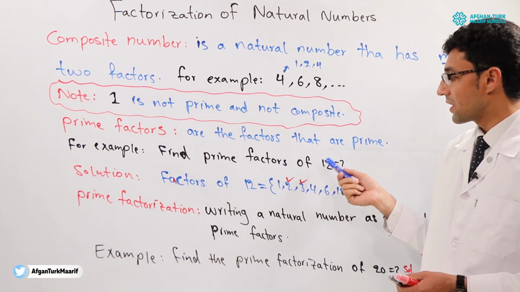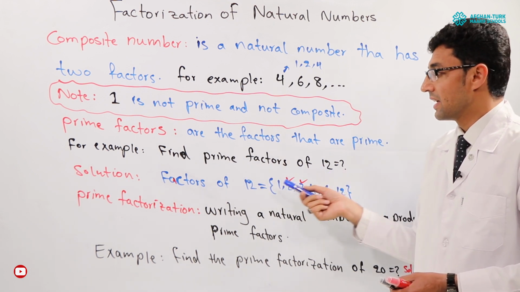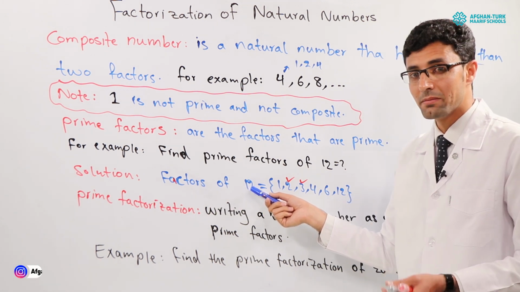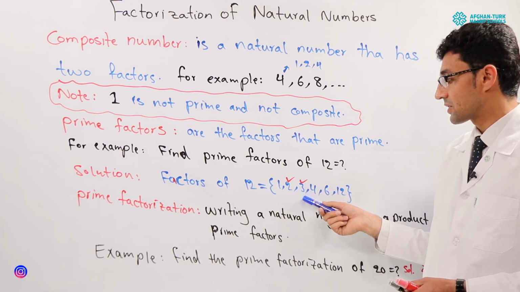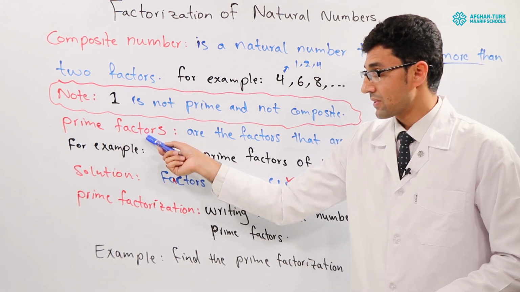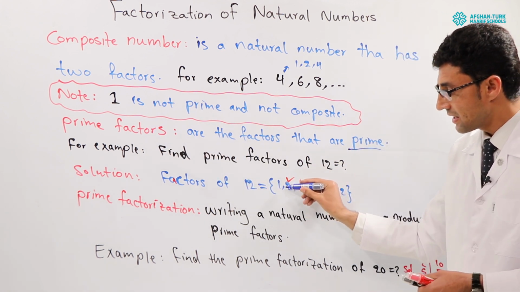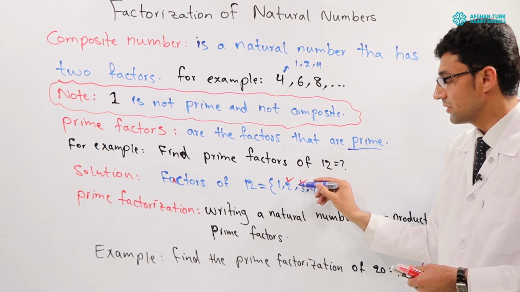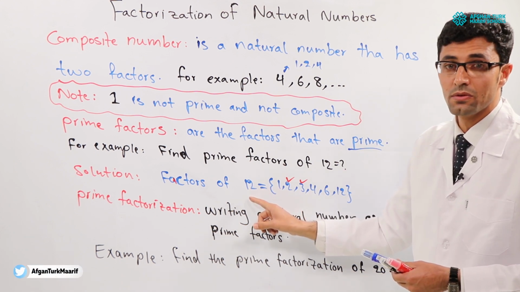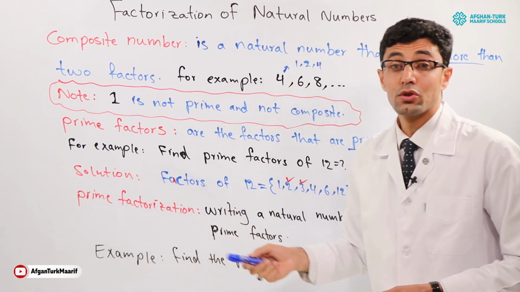Example: find the prime factors of 12. We write the factors of 12. What are the factors of 12? Tell me. 1, 2, 3, 4, 6, and 12. Prime factors are the factors that are prime. Can you tell me what the primes are here? 2 and 3 are primes. It means that we have only 2 prime factors in 12.